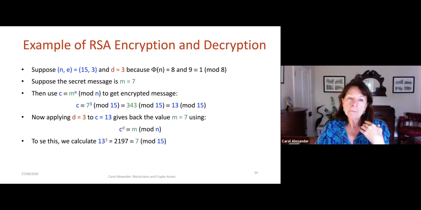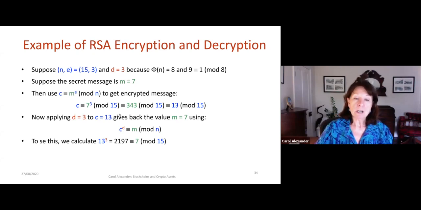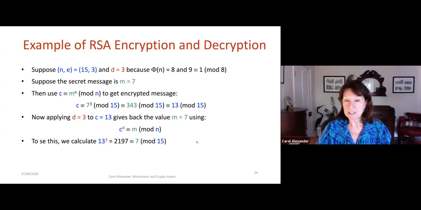And now applying the private key will get us back to the original message. So using this calculation here, we can calculate 13 to the power 3, that's 2197, which is indeed congruent to 7 mod 15. Magic, huh? So that's how to encrypt and decrypt based on RSA.